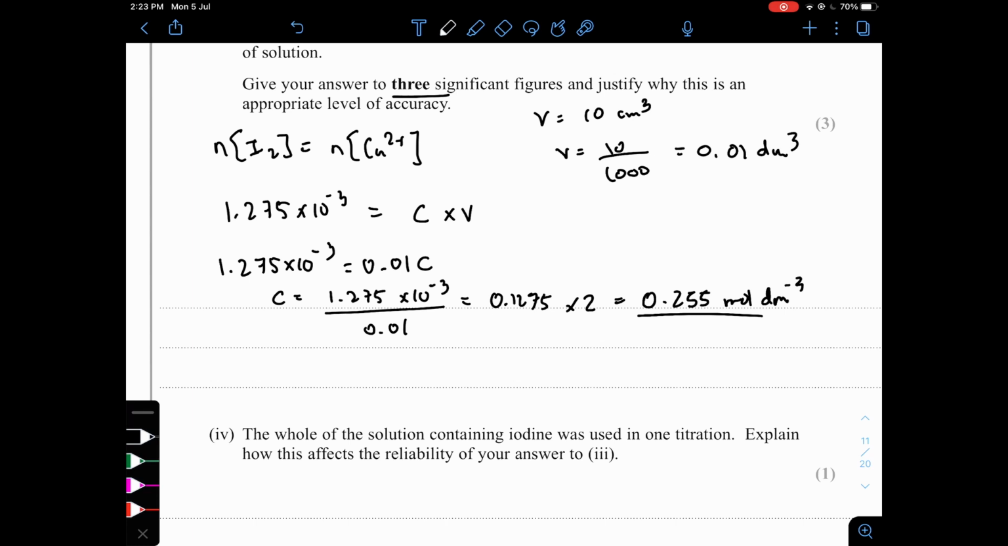Now, why do we usually round to 3SF? 3SF is the least accurate level of measurement used in the calculation.